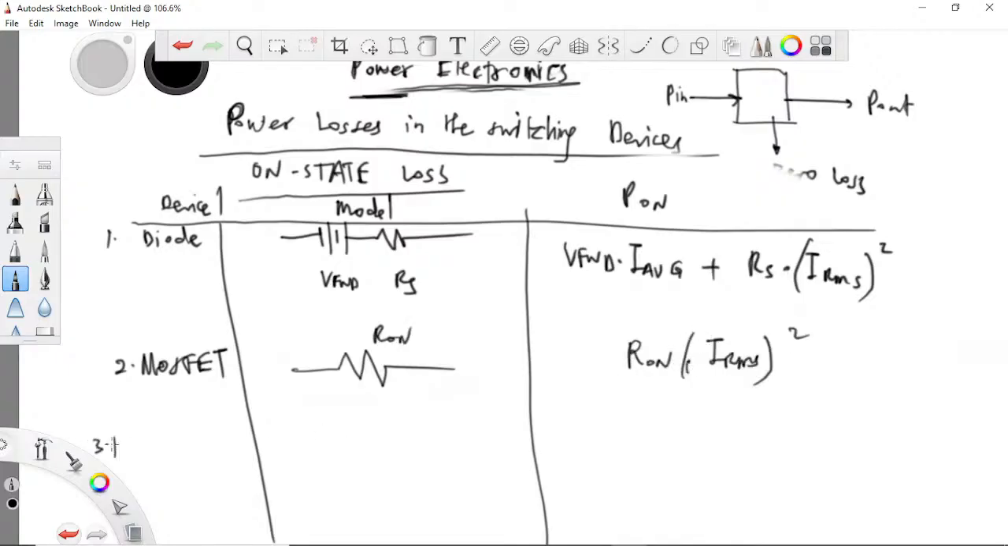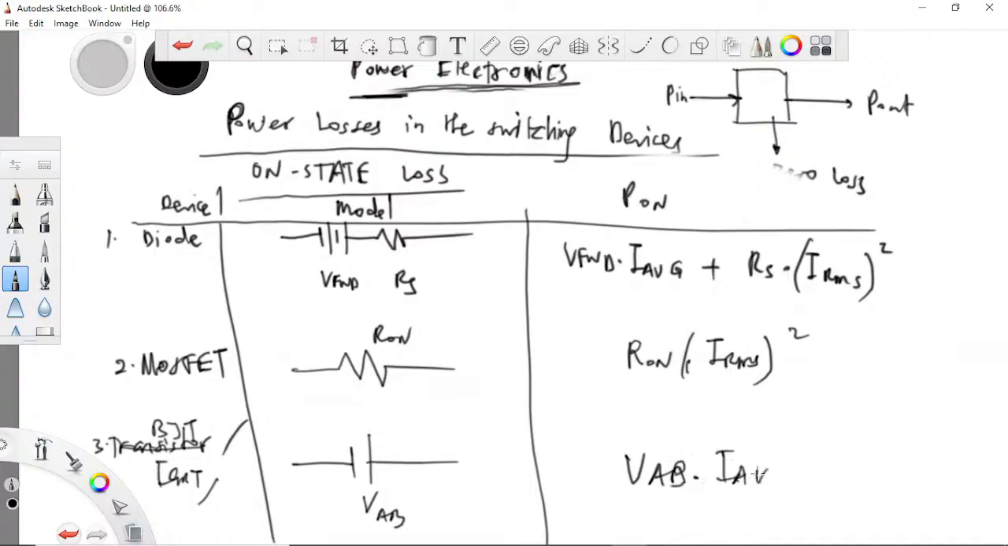Then finally, for a transistor, the BJT or IGBT, which we modeled as a voltage source, let me call this V_AB. Then its on-state power loss is V_AB times the average current. You see, this is how beautiful it is. This is how the models connect to the on-state losses. Get it?